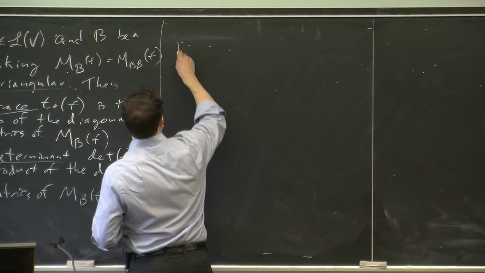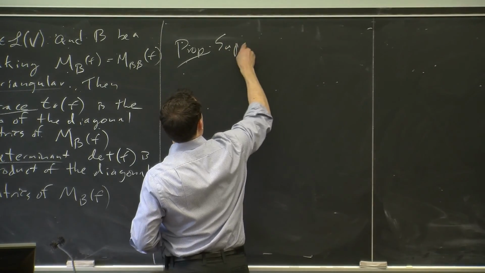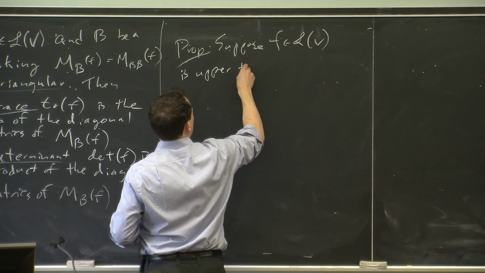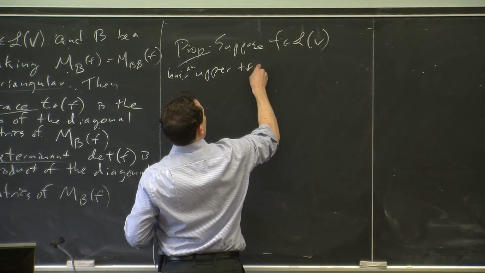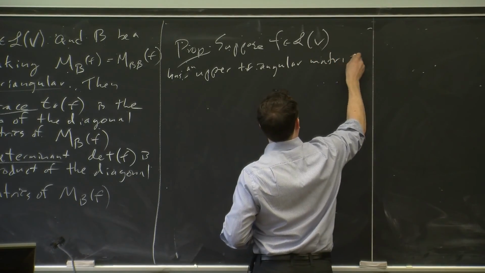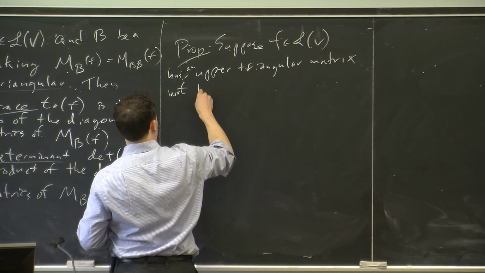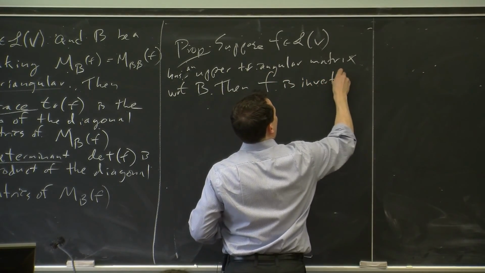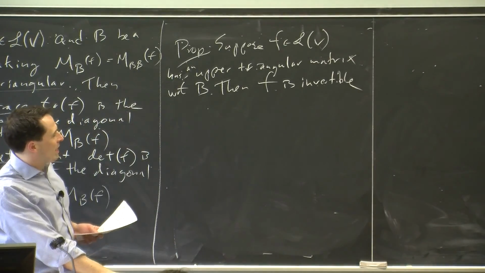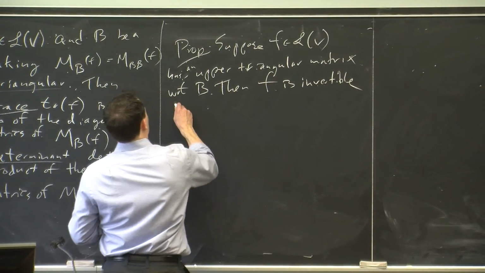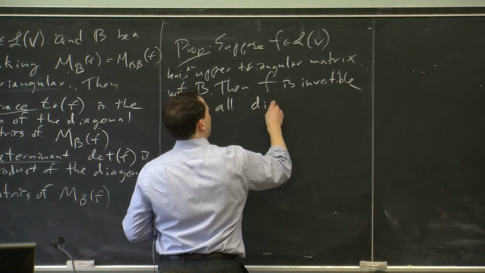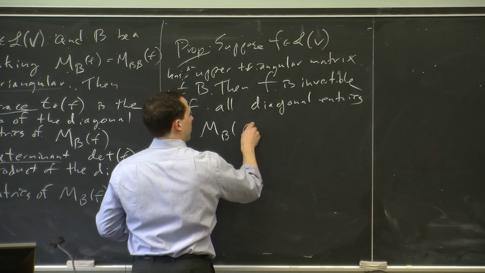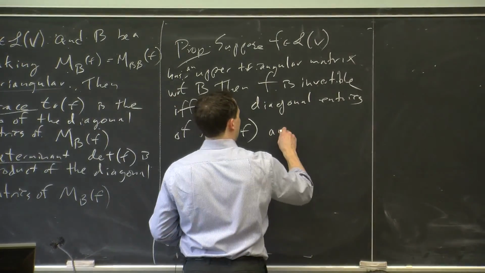Okay, so let's look at some of the properties of upper triangular matrices. Suppose f is a linear transformation, and it has an upper triangular matrix with respect to some basis b. Then f is invertible, and remember that for a linear operator, f invertible is the same as injective, is the same as surjective, is the same as isomorphism, if and only if all diagonal entries of the matrix of f are non-zero.